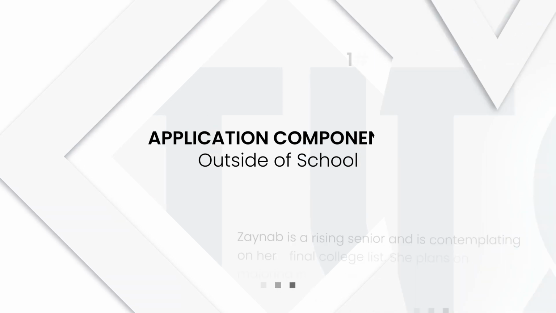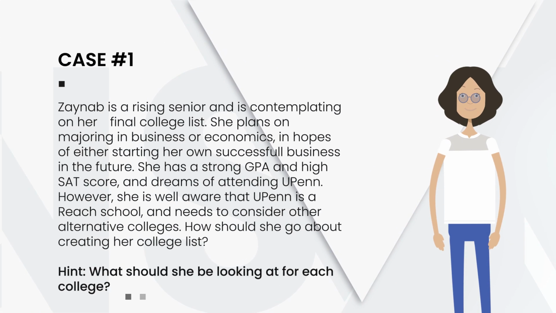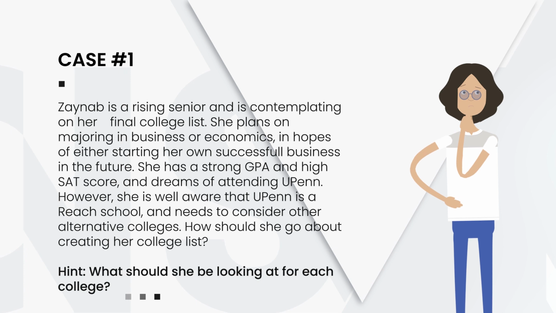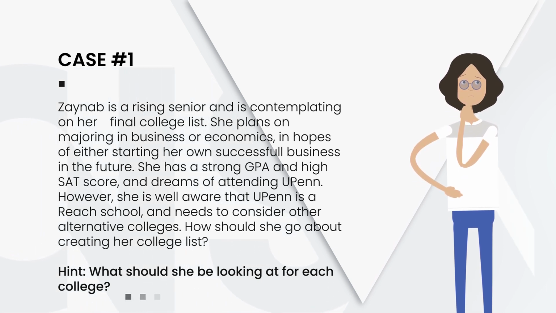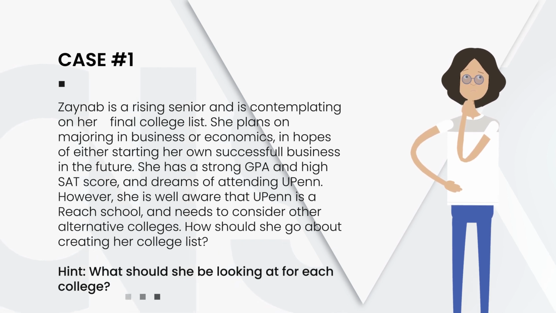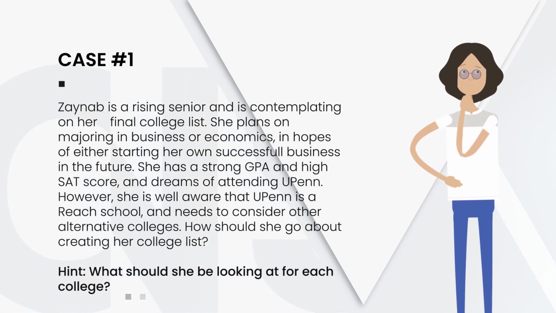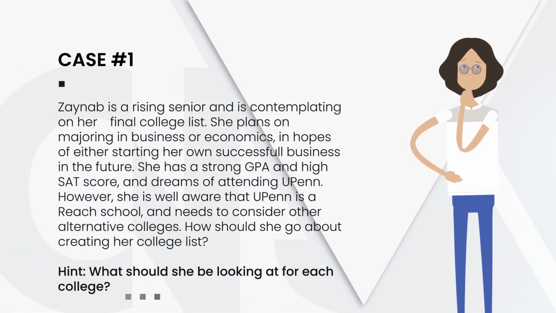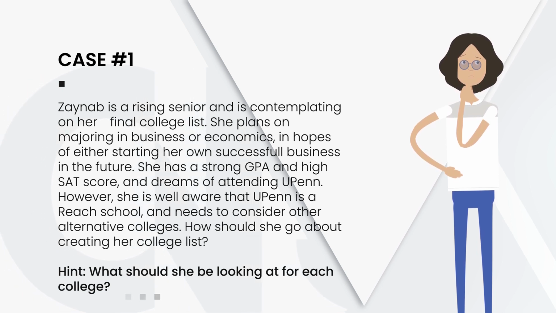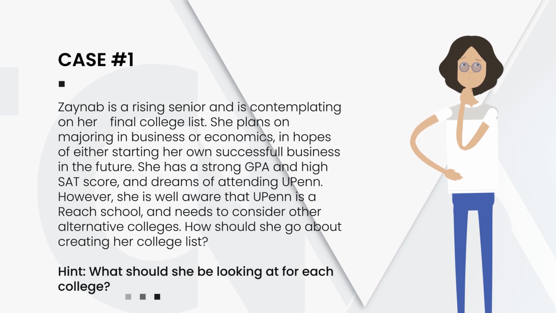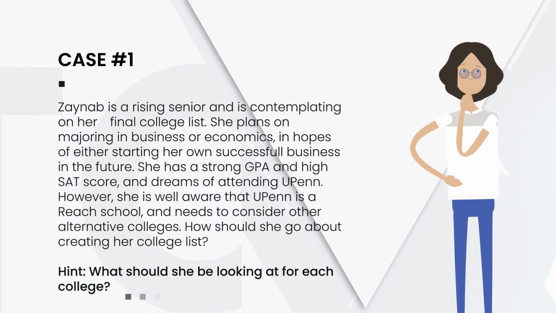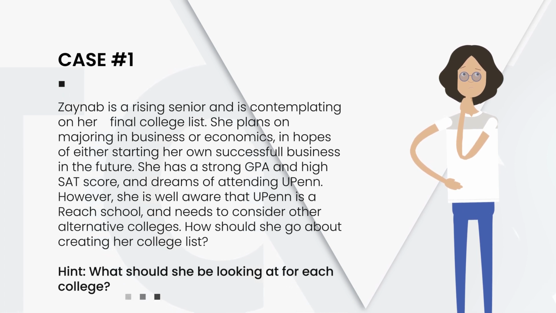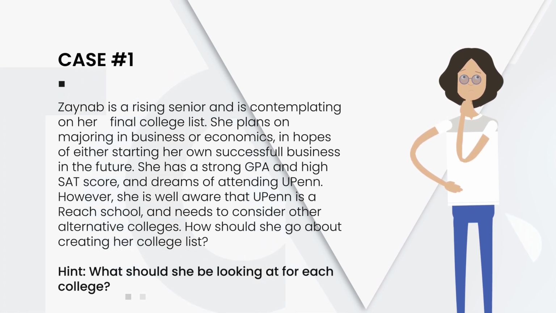So here's a case study. I will read it out loud. Zainab is a rising senior and is contemplating her final college list. She plans on majoring in business or economics in hopes of starting her own successful business in the future. She has a strong GPA and a high SAT score and dreams of attending UPenn. However, she's well aware that UPenn is a reach school and needs to consider other alternative colleges. How would she go about creating her college list? Hint, what should she be looking for at each college? So take 3 seconds and pause this video.